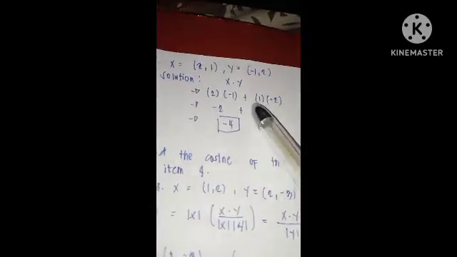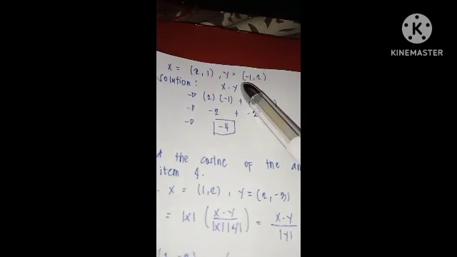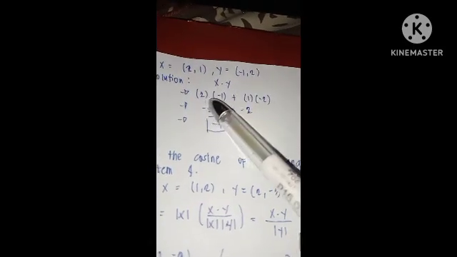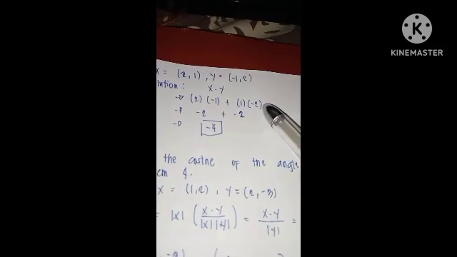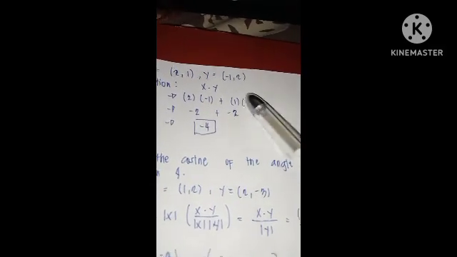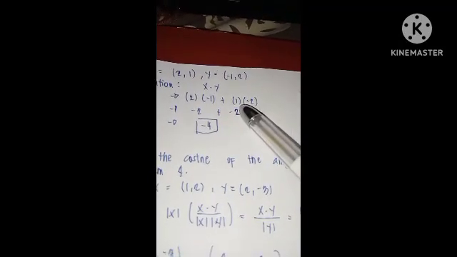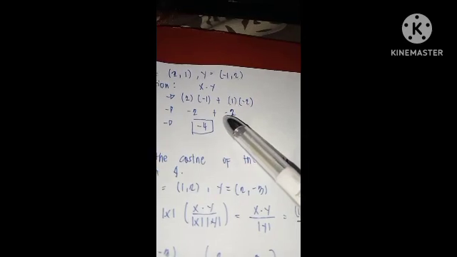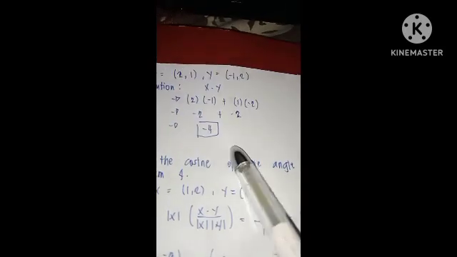Same goes for letter D. We find x times y. Our value of x is (2, 1), and the value of y is (-1, -2). So 2 times negative 1 plus 1 times negative 2. 2 times negative 1 is negative 2, plus 1 times negative 2 is negative 2. So negative 2 plus negative 2 is equal to negative 4.